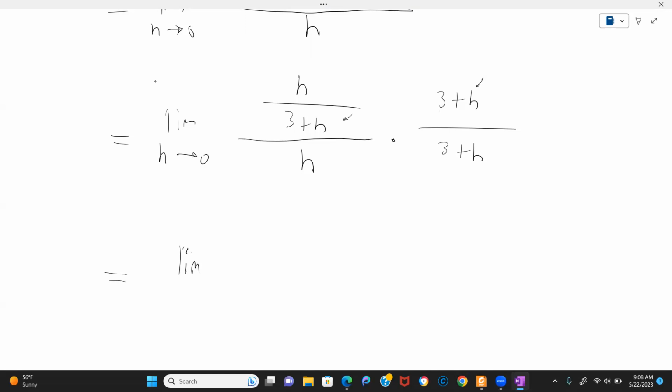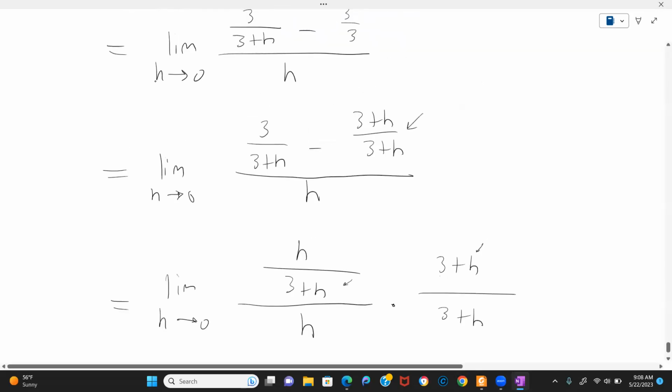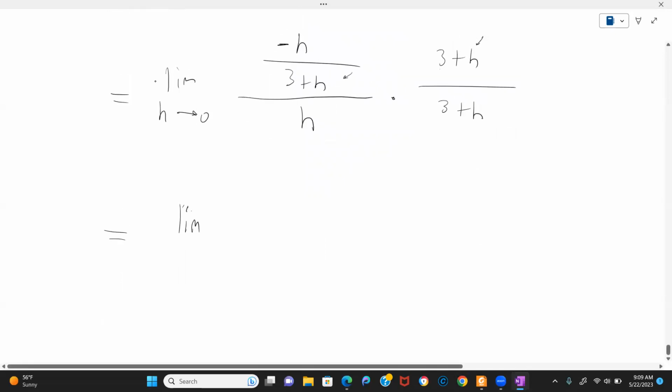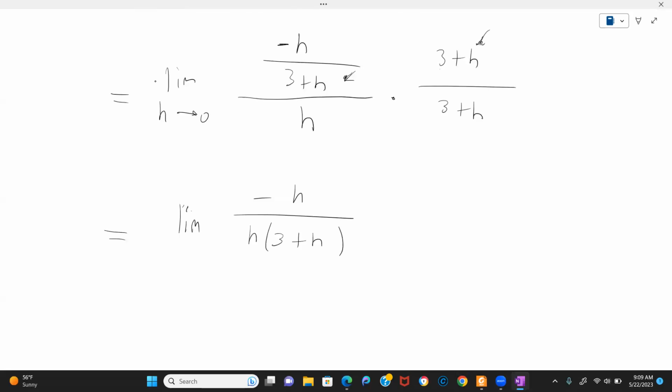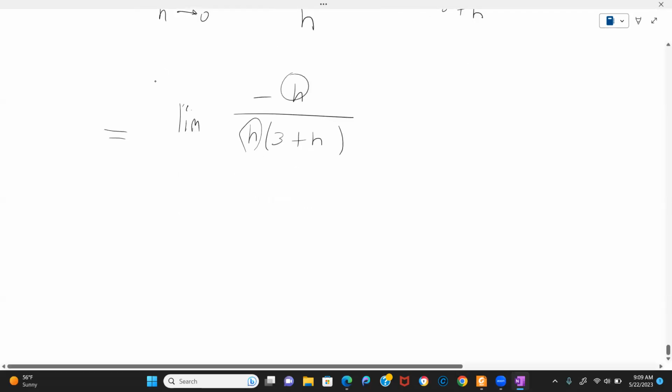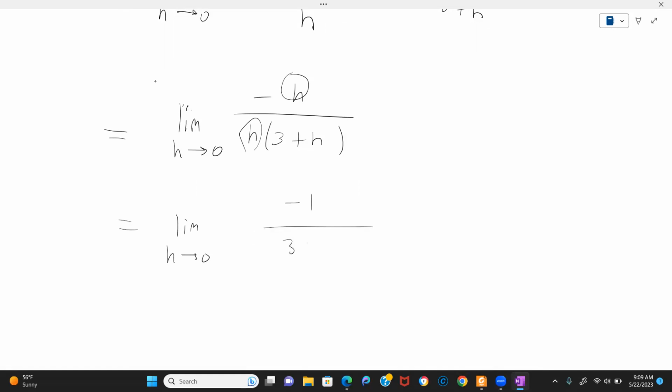And then, oh, I'm sorry, this is not h. We have 3 minus 3 plus h. So you had to distribute this minus to this h to get negative h. All right. So now I distribute, so this 3 plus h cancels with this 3 plus h, and then in the numerator I have just negative h, and then in the denominator I have h times 3 plus h. Now this h cancels with this h, oh, and this is as h goes to 0. So then what I have is negative 1 over 3 plus h.